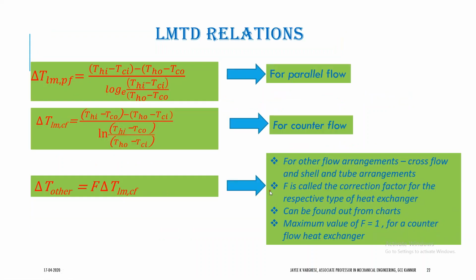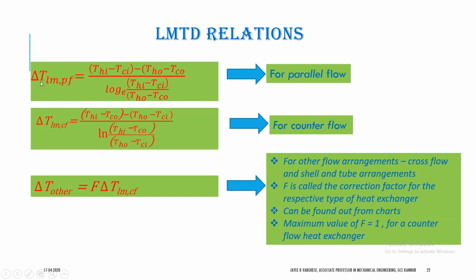So now we can consolidate the results for parallel flow and counterflow. In parallel flow heat exchanger, delta T LM, log mean temperature difference LMTD, is THI minus TCI minus THO minus TCO divided by natural log of THI minus TCI by THO minus TCO. Whereas for counterflow, THI minus TCO minus THO minus TCI divided by logarithm of THI minus TCO by THO minus TCI. So here there is a difference in the expressions, but in wordings both can be expressed in the same way.